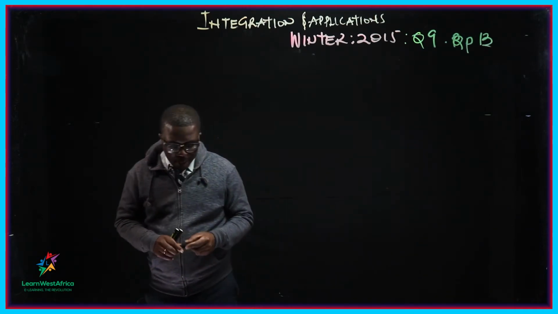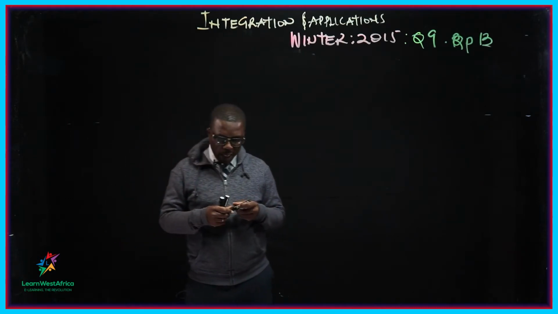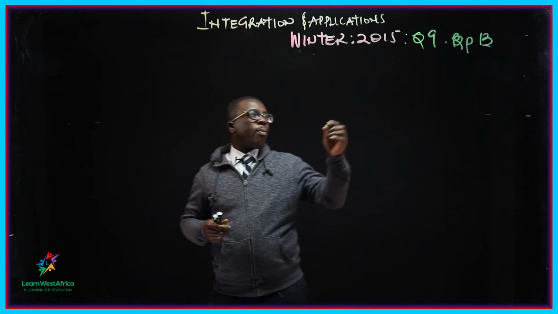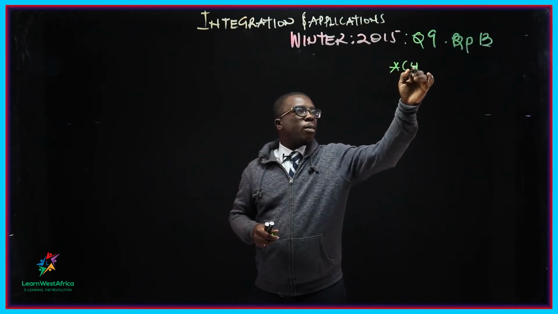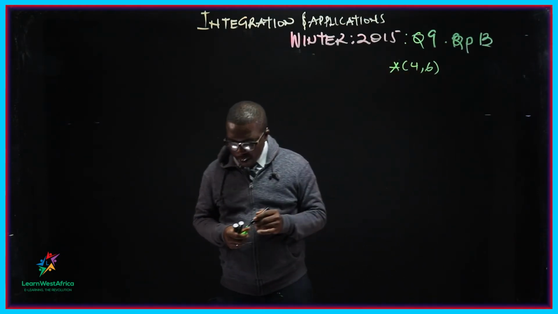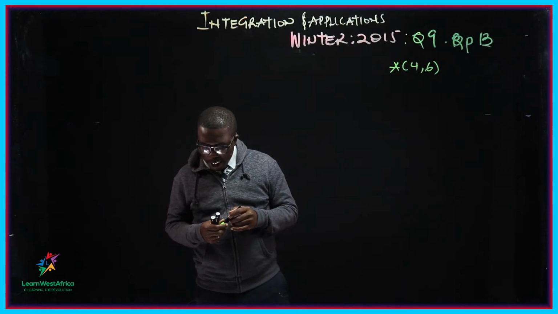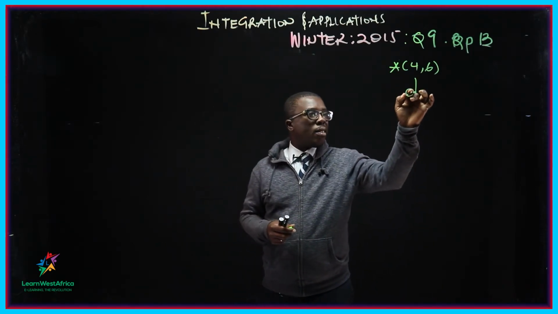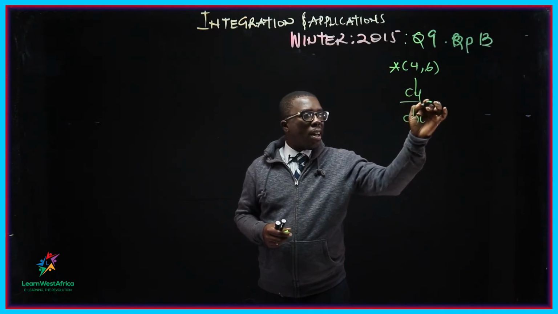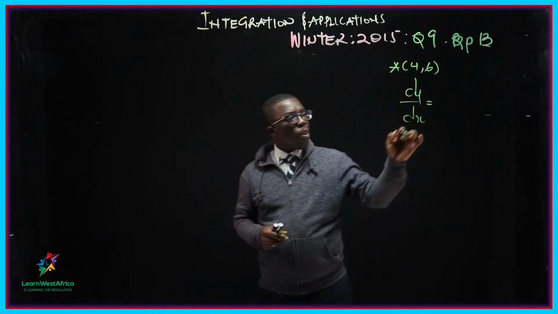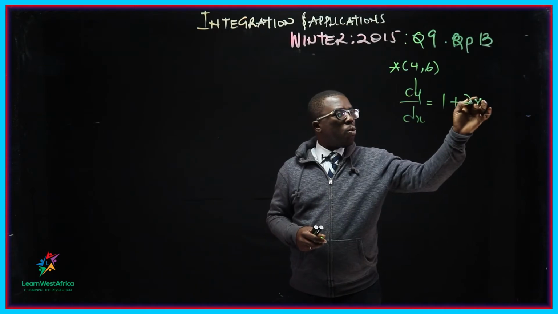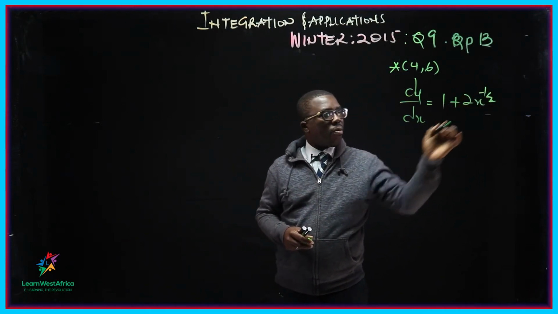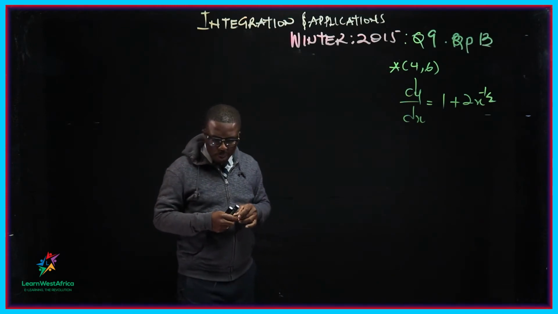So we are saying that the curve passes through the point A. The point A is given as (4, 6). So this is the point A. Then it says that dy/dx is going to give us (1 + 2x) raised to the power minus half.